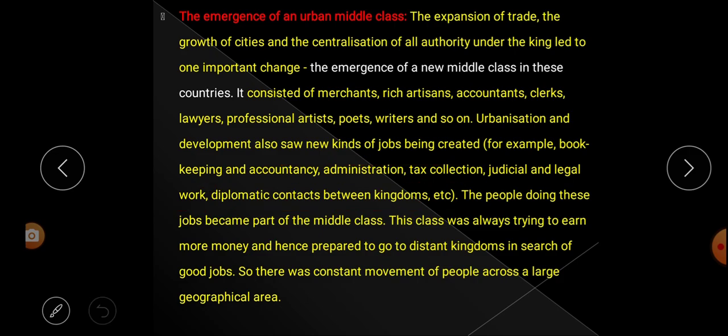That means the people who do these kinds of jobs become part of the middle class. This class was always trying to earn more money and hence was prepared to go to distant kingdoms in search of good jobs. Which class? This middle class, always trying to earn more money, and because of that they used to go to a distant kingdom in search of a good job. So there was constant movement of people across large geographical areas. Because of that, there was traveling of people from one place to another, one country to another country.